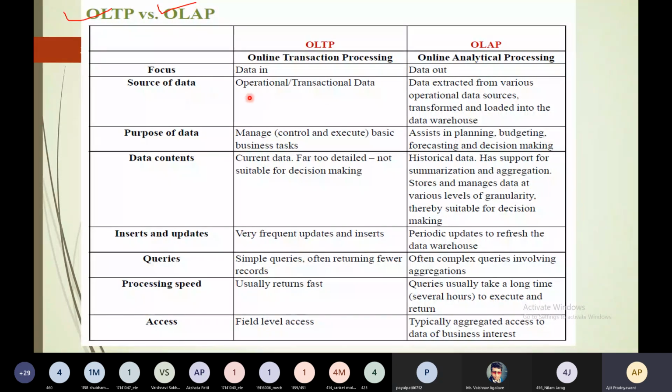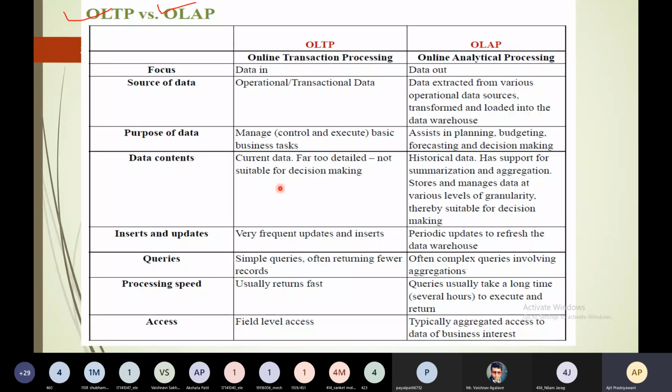What is the source of data? In OLTP it is operational transactional data. What is the source of OLAP data? Data is extracted from various operational data sources, transformed, and loaded into the data warehouse. What is the purpose of data in OLTP? Manage basic business tasks. But what is the purpose of data in OLAP? Assist in planning, budgeting, forecasting, and decision making. This is the main purpose of data in OLAP.